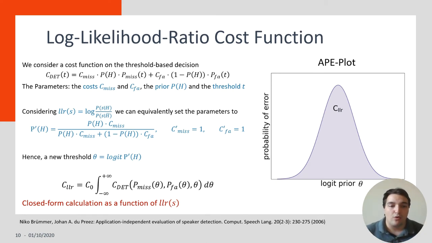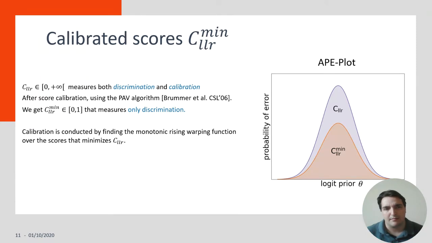By integrating over all data, we are actually integrating over all priors and costs of misses and false alarms. This is why this becomes application independent, because we are considering all of the cases. As can be seen in the figure on the right, we have different probabilities of errors of cost 1 depending on the logit prior, and the CLLR is actually the area under this curve. In addition to this, the CLLR has a closed form calculation as a function of a set of scores to evaluate an anonymization method.